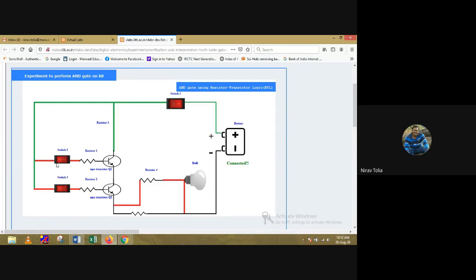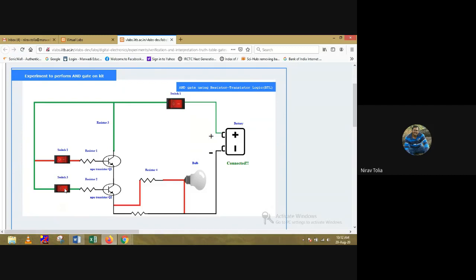Now the bulb is our output, you can say. So this is the experiment of the AND gate. These are the two inputs, switch 2 and switch 3. Both are 0, so my input is 0, 0, and we have to verify the truth table of the AND gate. So 0, 0 gives 0. That's why the bulb is not on. Now suppose my input is 0, 1. So my switch 2 remains as it is, and I turn on switch 3.